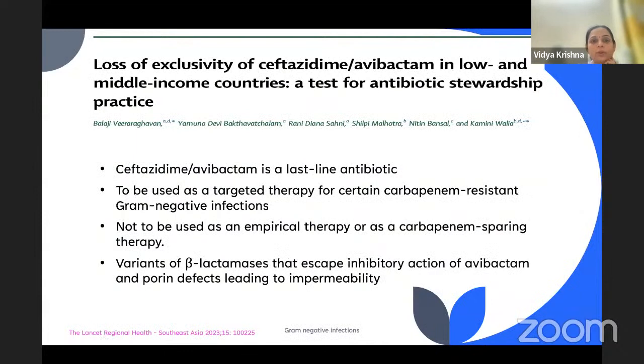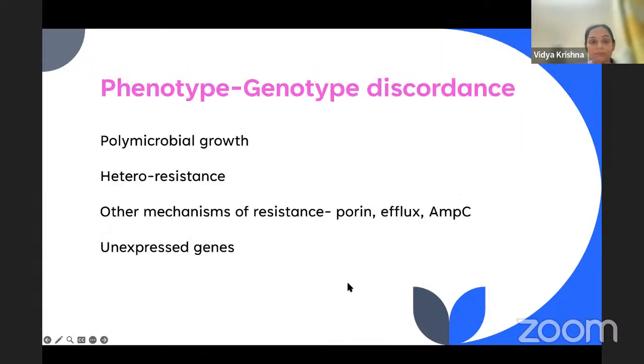Though I've used ceftazidime-avibactam empirically in this child, just remember that there is a very good recent paper. It says that ceftazidime-avibactam is now no longer a generic, so many other brands are coming up. It is a last-line antibiotic, and you should only use it as targeted therapy. The more you use it as empirical therapy, the more you lose this precious antibiotic, because other resistance mechanisms are going to develop.